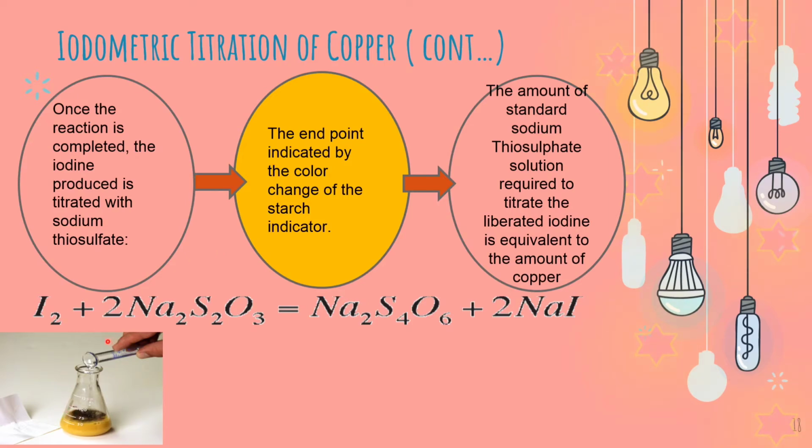Here in this picture you can see the starch test. The color is changing sharply here, so this is the sharp change in color by the starch test. Here is the reaction in which the iodine is reacting, and here is the complete reaction as the reaction proceeds.